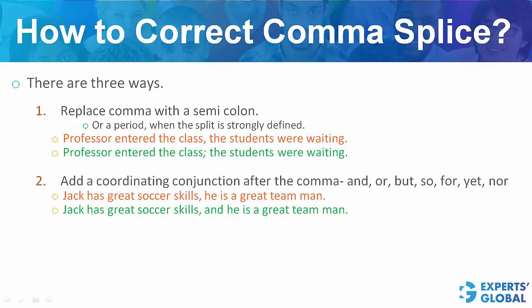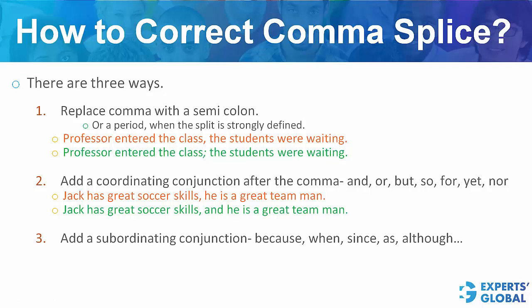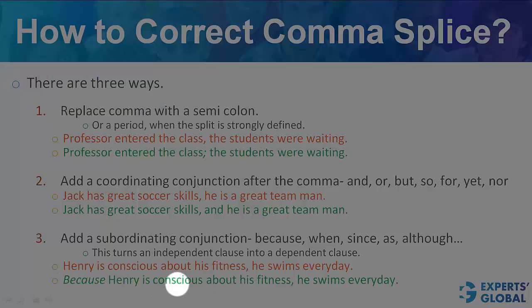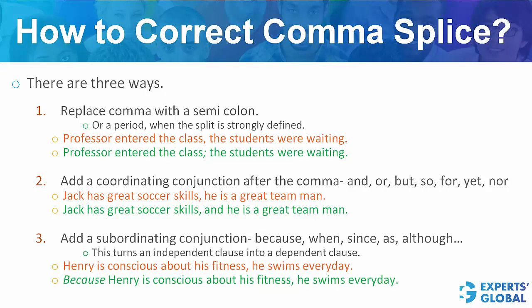The third way of correcting this error is adding a subordinate conjunction such as "because," "when," "since," and so on. What this does is that it turns one of the two independent clauses into a dependent clause. For example, this is an incorrect sentence. However, if we add a subordinating conjunction "because," now you see this part of the sentence is no longer an independent clause. "Because Henry is conscious about his fitness" is not independent. This becomes a dependent clause, and comma is strong enough to join one dependent clause with an independent clause. So this sentence is also perfectly alright.